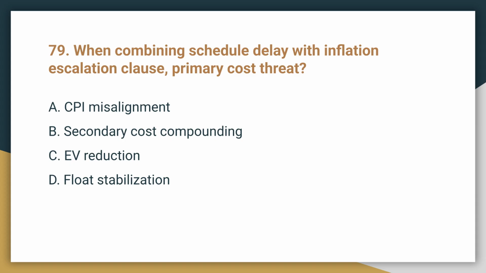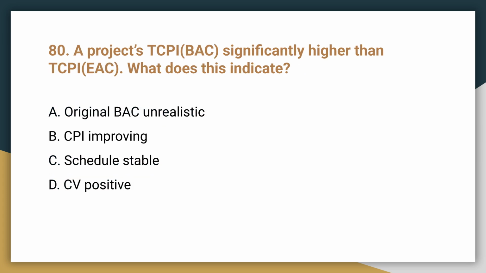Question 79. When combining schedule delay with an inflation escalation clause, what is the primary cost threat? The primary cost threat is secondary cost compounding. The schedule delay extends the project duration, increasing the period over which the inflation clause will impact costs, compounding the initial cost threat.